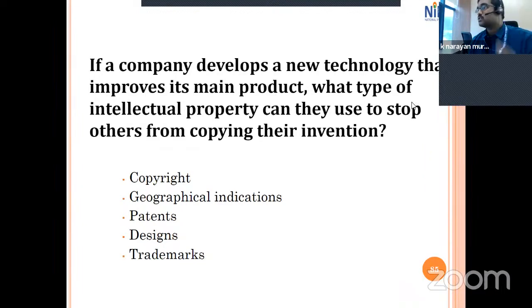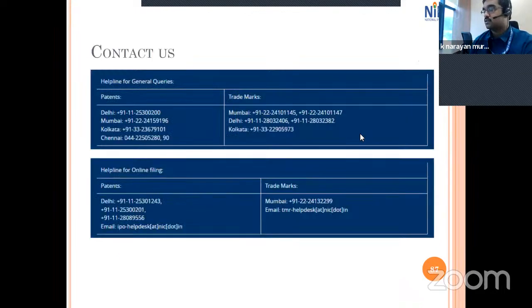The next question is, if a company develops a new technology that improves its main product, what type of intellectual property can they use to stop others from using their invention? So keywords are technology, invention. So it would be patent. Yes, patent is the right answer.